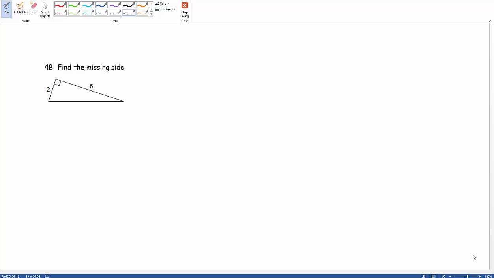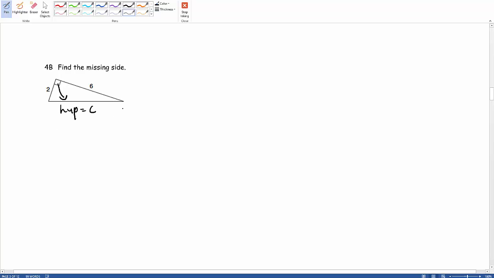Here we are at our chapter 1, target 4B. We're asked to find the missing side. And just looking at this one, we do notice that we have a 90 degree right here, and the side opposite of that is always going to be our hypotenuse. So across from that is, again, our hypotenuse, which is our C.